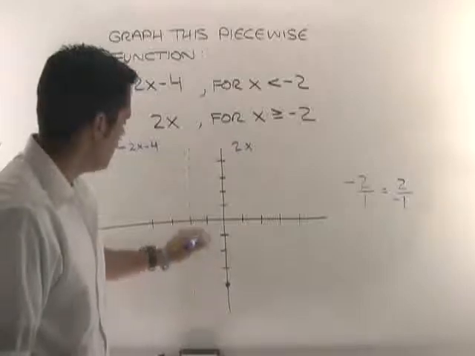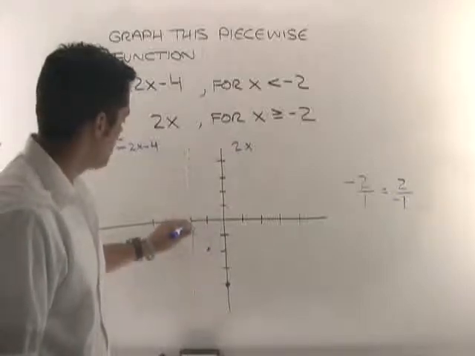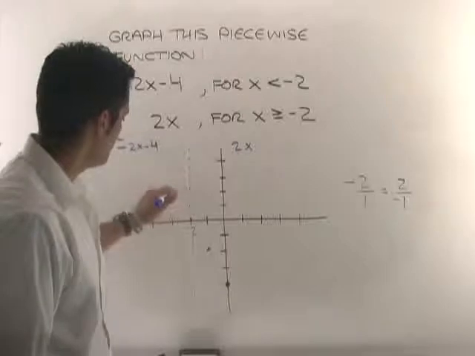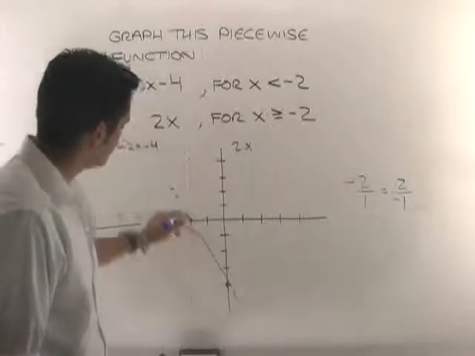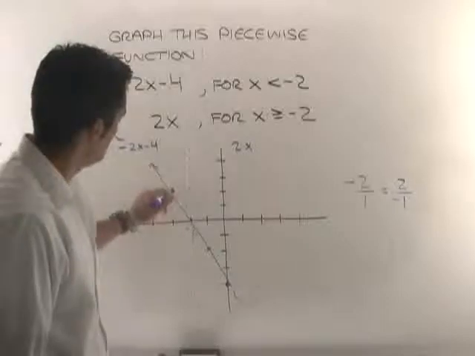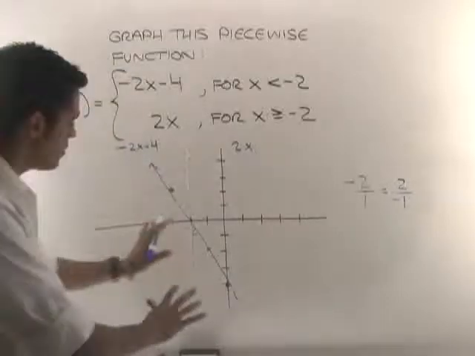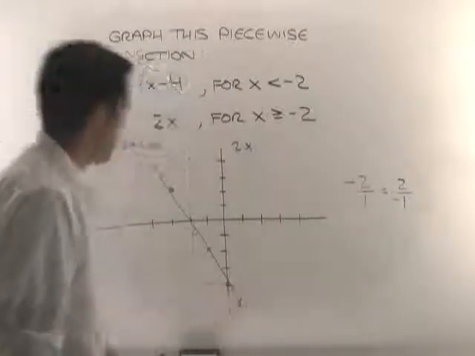And let me do it again. Up 2, left 1. And I'll do it one more time. Up 2, left 1. And you can see that we have a line here that goes through. Okay? Just like that. Now this isn't my answer. Just try to follow what I'm doing now.